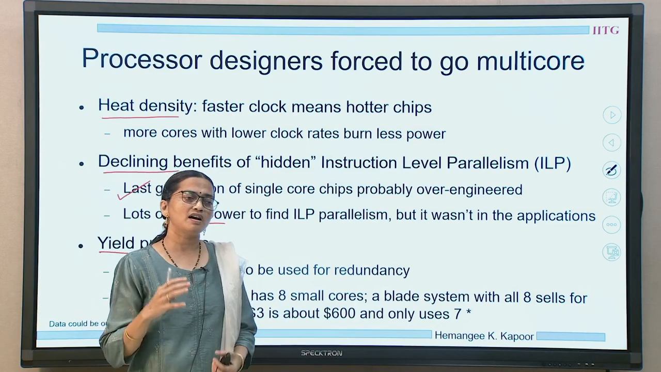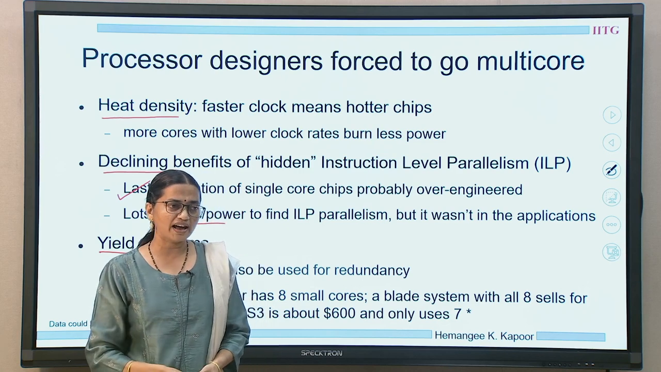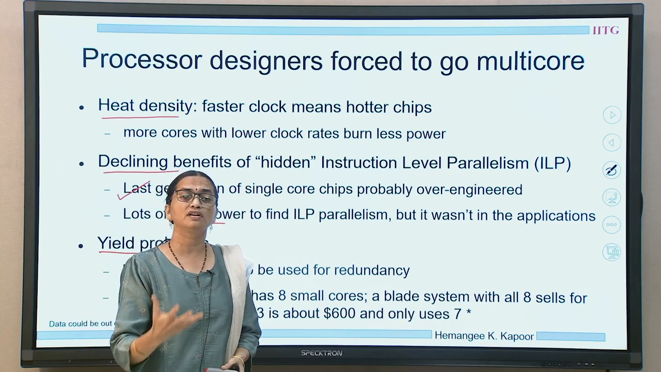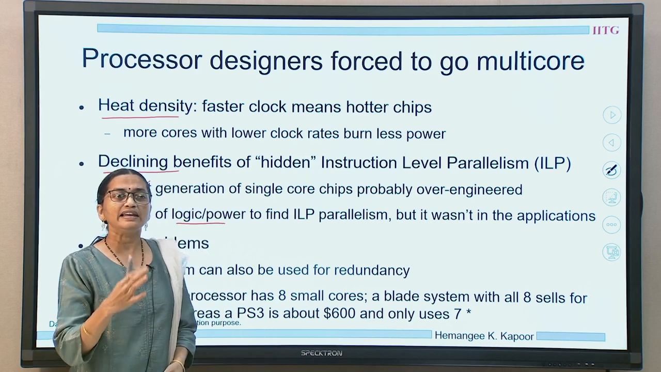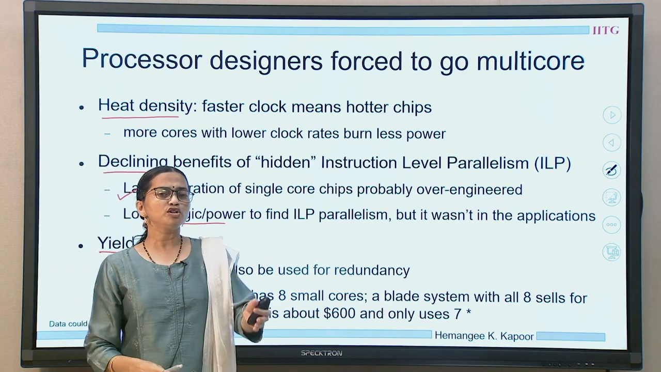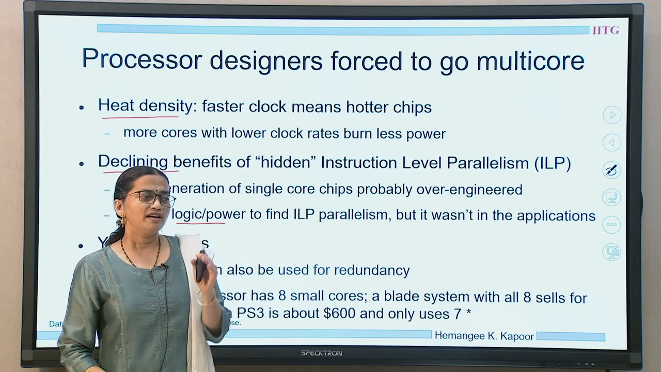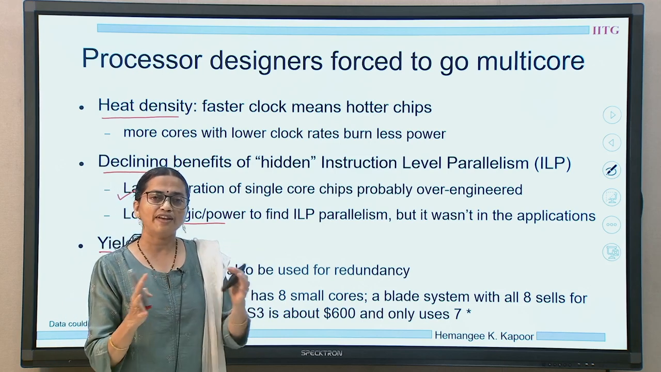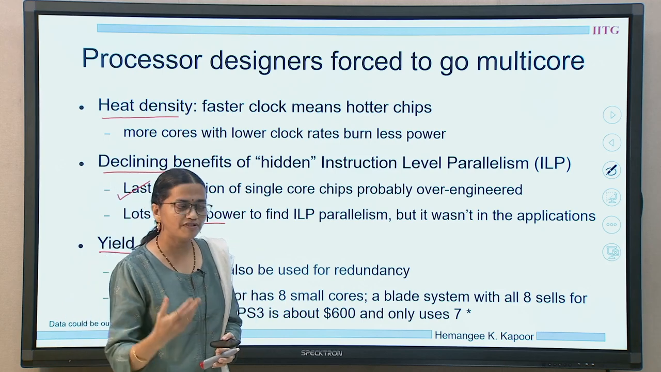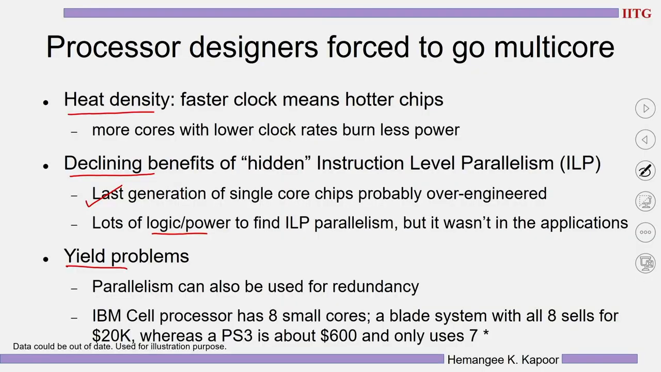But if I had a parallel system with multiple small, tiny cores manufactured, the yield of such an IC would also not be so good. But if n cores out of m are working, then we can definitely use it for marketing. Let me give you a quick example. The IBM Cell processor had 8 small cores. I developed a small 8 core system. After fabrication, I realized that 2-3 of the cores are not working.